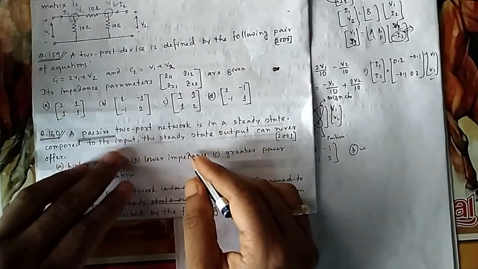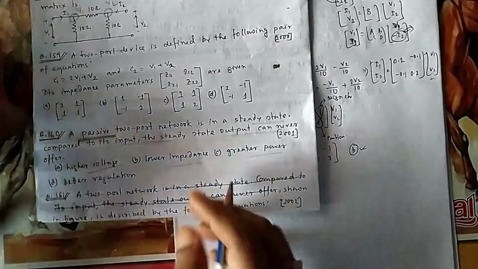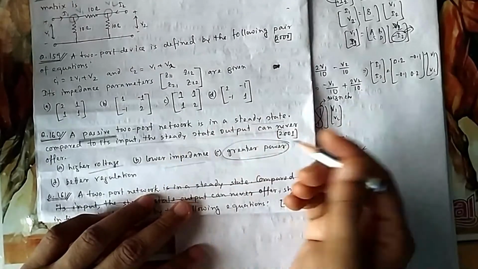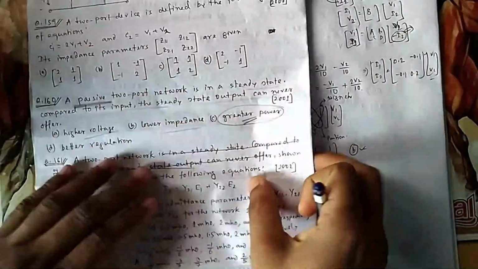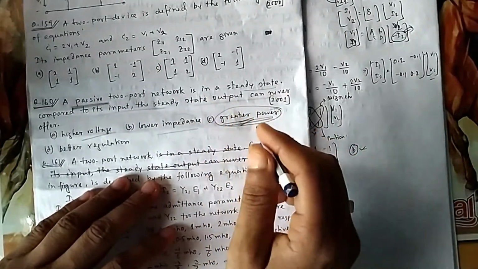It is in steady state. Compared to its input, the steady state output can never offer what? What cannot be changed from input to output? Voltage can be changed, because a transformer is not an active device. Lower impedance can also be done. Impedance matching, where input impedance is high, like in a transistor where input and output impedance differ, is possible. But greater power means the input side is small power and the output is great power. That cannot be possible because inside there is no power generating unit, no active source. So whatever power you are giving, the output power will remain the same. There is no chance of getting greater power. So it is option C.